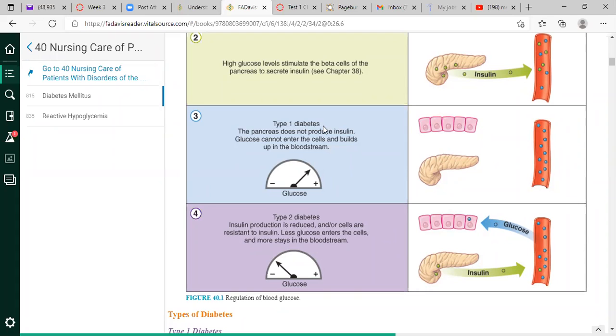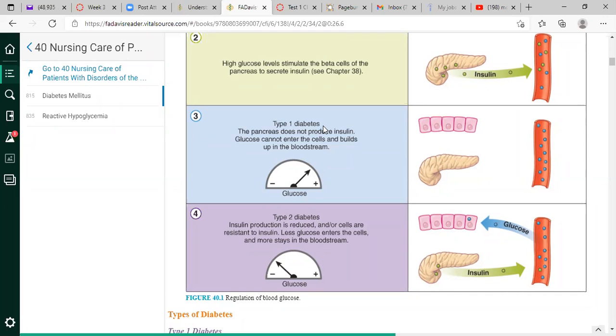Unless, of course, they got some type of transplant, a pancreatic transplant. Also, with type 1 diabetes, they used to consider it juvenile diabetes because it was common in the younger population, in adolescents, that type of thing.